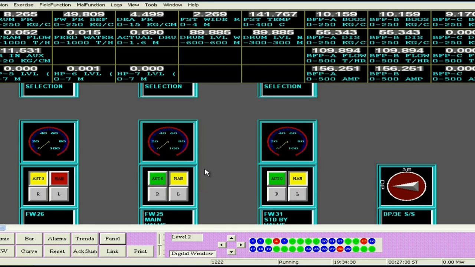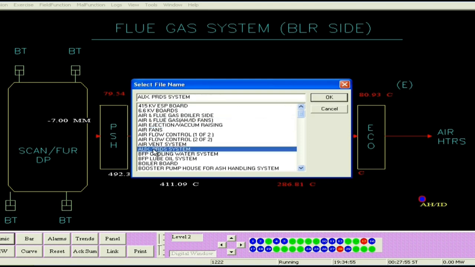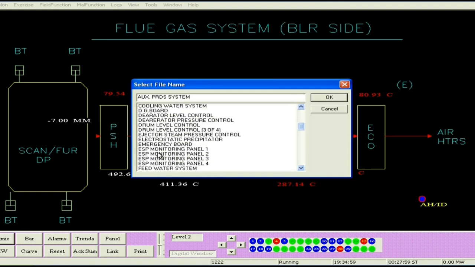Now we see that the drum pressure has increased to around 8 kg per square centimeter. The flue gas temperatures have also increased. In the mimic you can see the primary superheater and the other temperatures, they have increased.